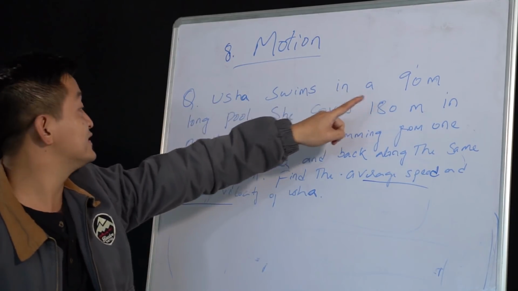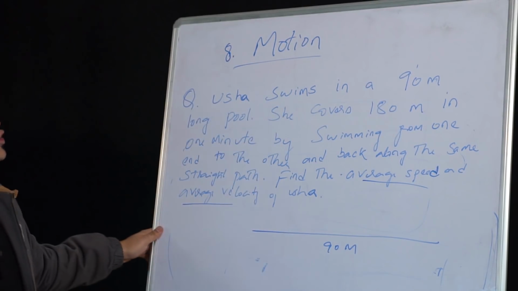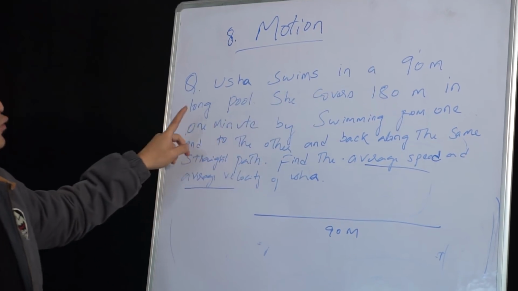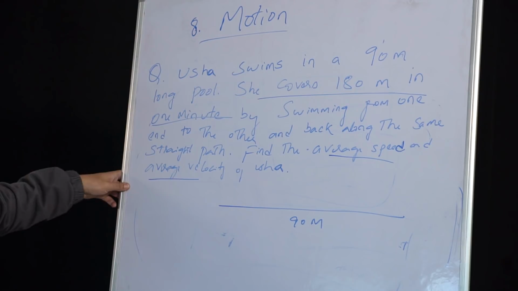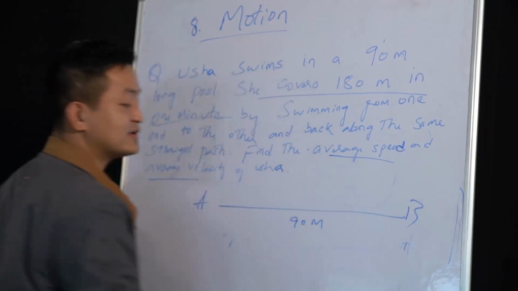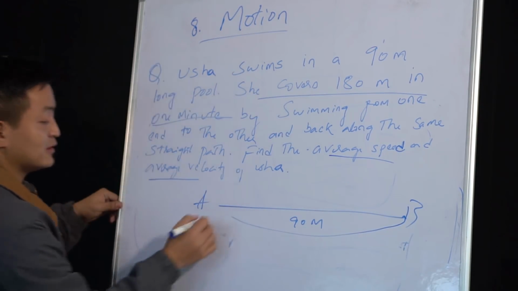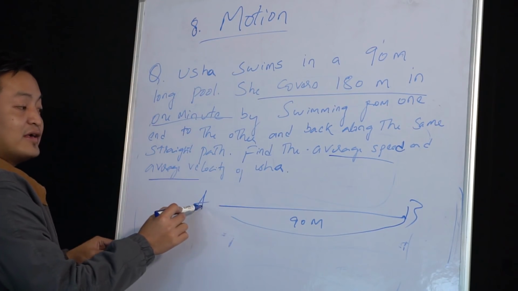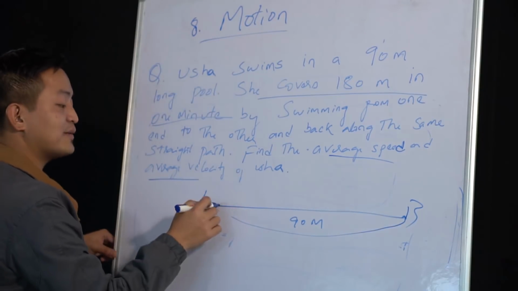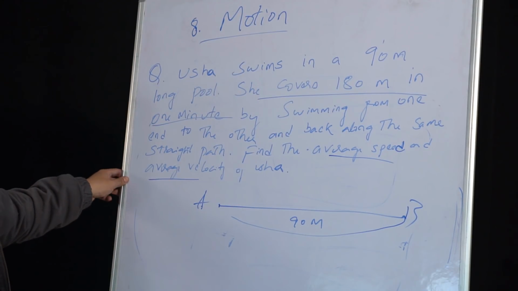Usha swims in a 90-meter long pool. That means the swimming pool is 90 meters long. She covers 180 meters in 1 minute by swimming from one end to the other end and back along the same straight path. That means the swimming pool from point A till B is 90 meters, but the question says that she has covered 180 meters. That means she is coming back again. From A she started till B and then came back to the same position at A. So 90 plus 90, that is 180 meters. So this is the total distance. Find the average speed and average velocity of Usha.